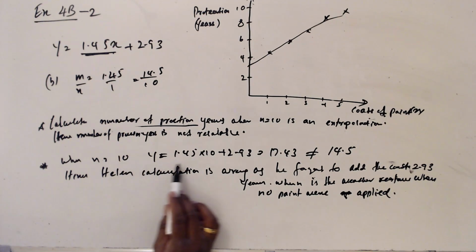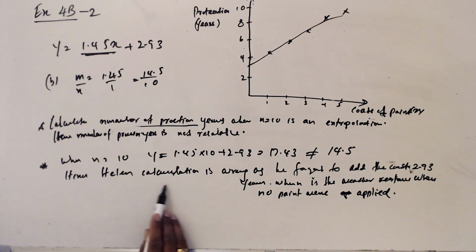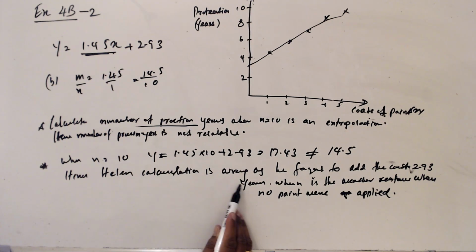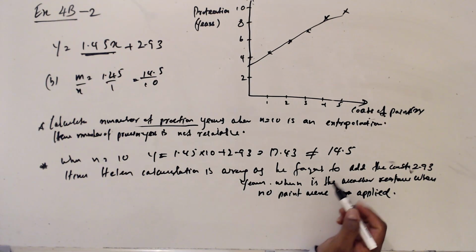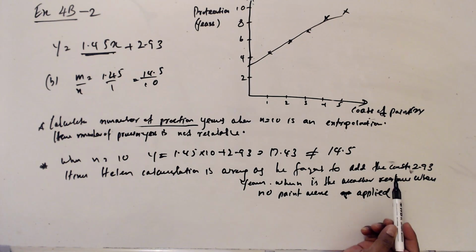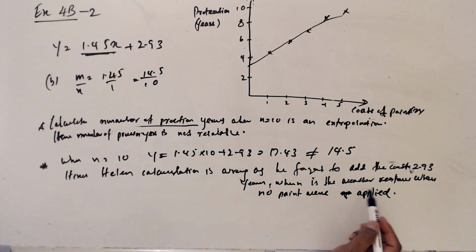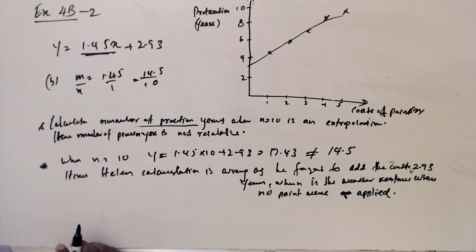When n equals 10, this is not equal to 14.5. Hence, Helen's calculation is wrong as she forgot to add the constant 2.93 years, which is the weather resistance when no paint was applied.